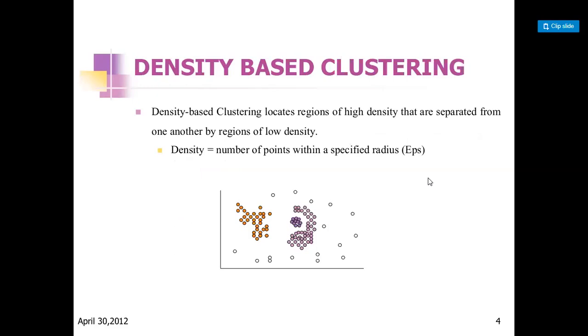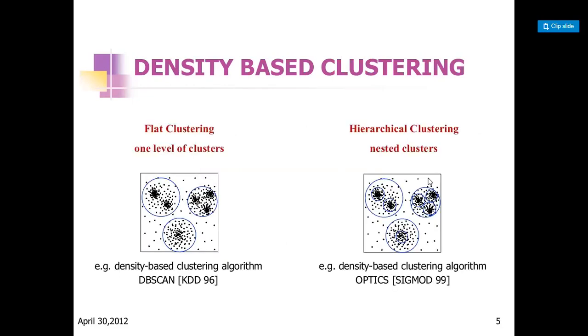As I have told you, density-based clustering locates regions of high density that are separated from one another by regions of low density. The density is measured by the number of points within the specified radius. We count how many points are there within the specified radius: the higher the number, the denser the region, and the lower the number of elements, the rarer the region.